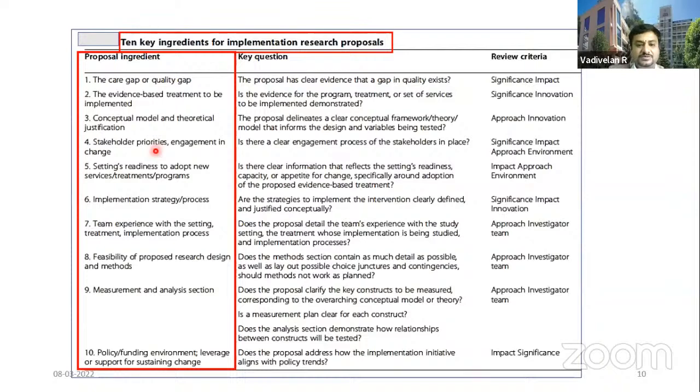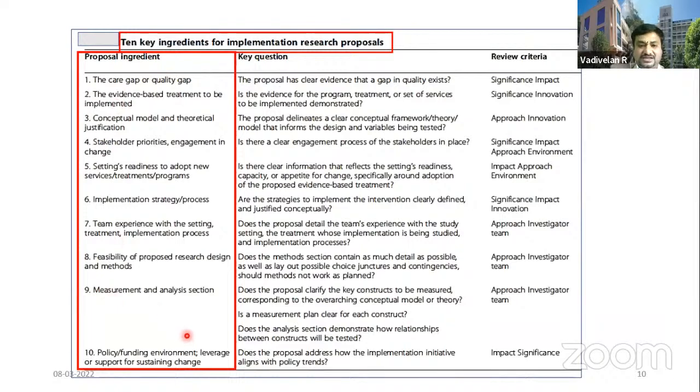Whenever we are going with the research proposal, what is the priority of the stakeholders? And setting a readiness to adopt new services or a treatment or program. So this may be an impact approach environment review criteria. And the implementation strategy process and the team experience with setting the treatment implementation process, the feasibility of the proposed research design and methods, the measurement and analysis section, and is there any policy or funding environment leverage to support sustaining the change. So sustainability is also considered important.